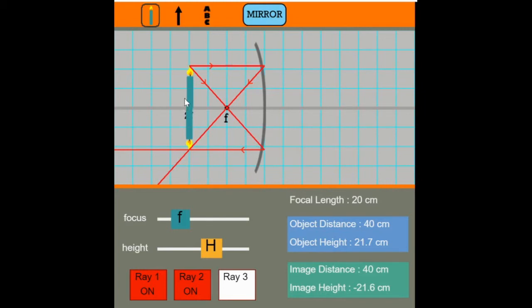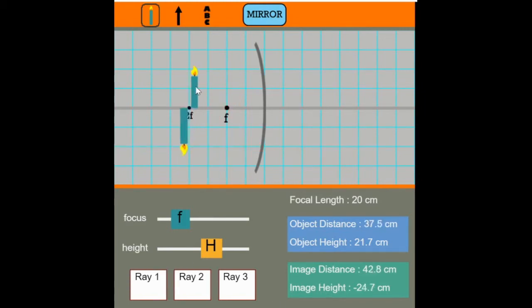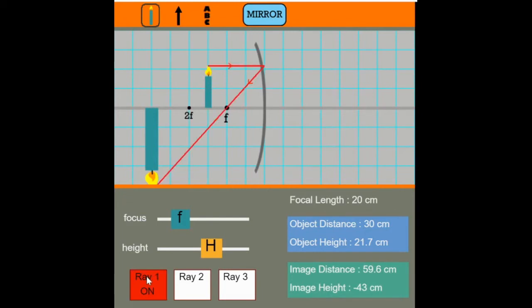Okay, now we will make the object placing between F and C. So now the object is placed between F and C. Now we will see where the image will be formed. So this is the R1 ray, right? And this is the R2 ray. Is it clear? Clear everyone? See, now the image is formed here. So you might be getting confused that here the rays have not met. So you can decrease the size of the image.